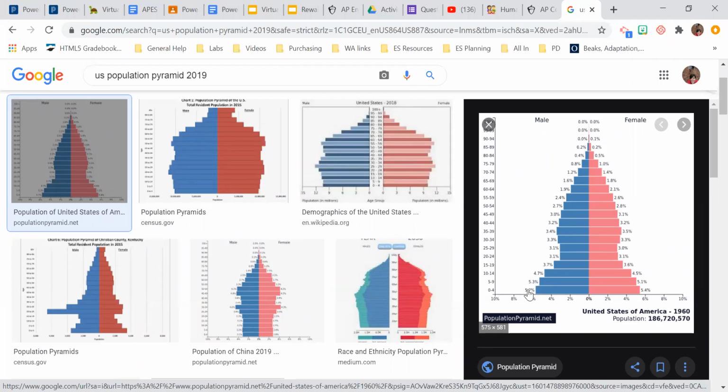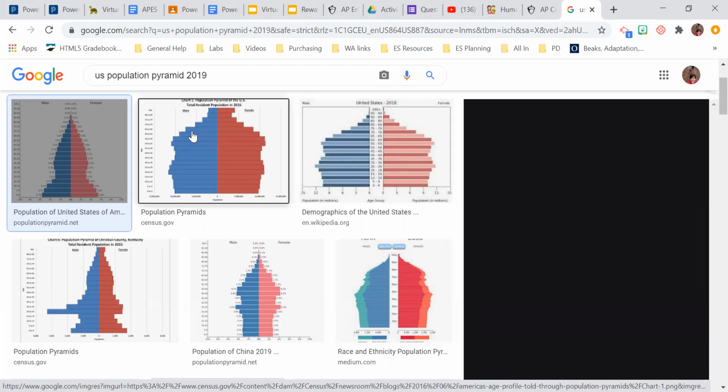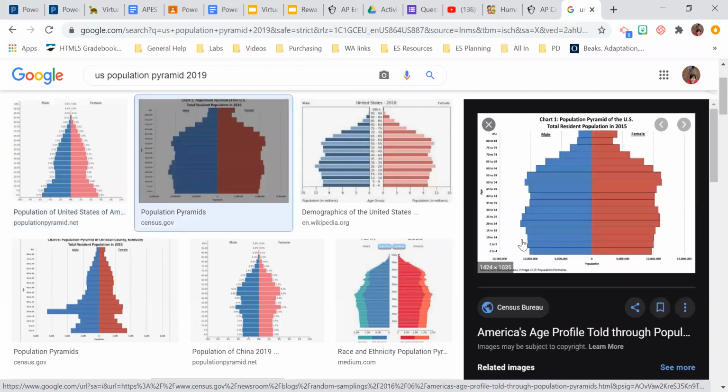If we look, this is 2015. We can see here we have the baby boom, and then we have the echo boom after. The baby boomers in 2015 would have been between about 50 and 65 or so, right in here. And then this is your echo boom, which would be your millennials, would be part of that echo boom.